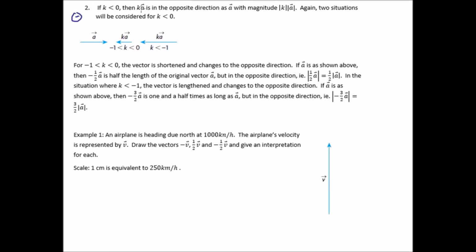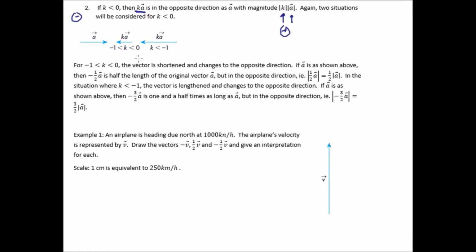On the flip side, if k is less than 0, meaning it is a negative number, then the vector kA is in the opposite direction. It has a magnitude of the absolute value of k times the magnitude of vector A, which is of course positive, because magnitude is always positive.